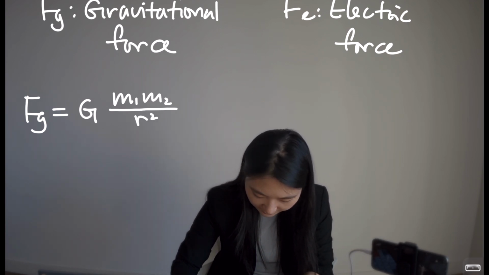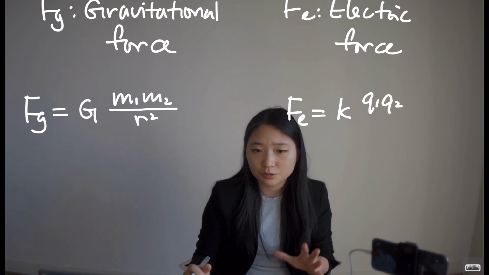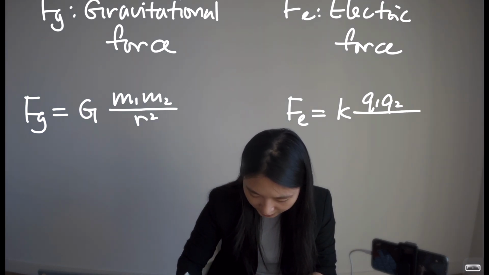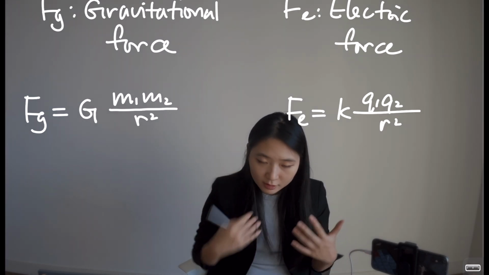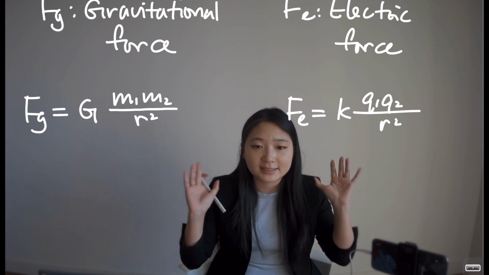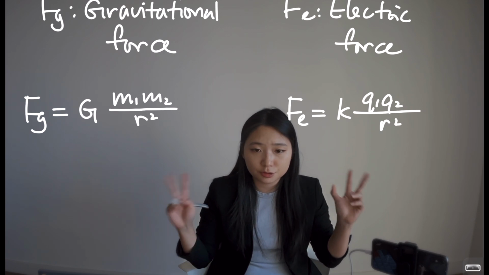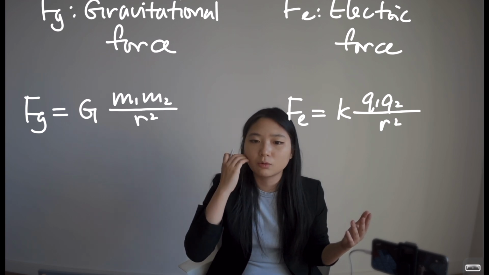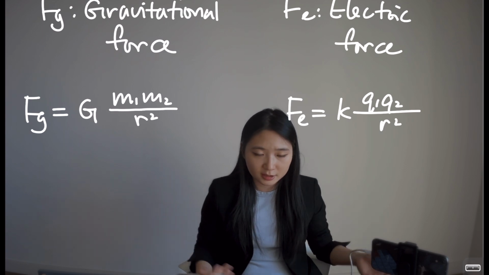Well, for electric force, it follows exactly the same formula. Fe is equal to k, also a constant, multiplied by Q1 Q2. Q refers to the amount of charge, divided by r squared. Again, divided by the distance separated between objects squared. So now you can tell that both of them have exactly the same form: a constant multiplied by the product of the two objects, either the mass or the charge, and divided by the radius, the distance squared.